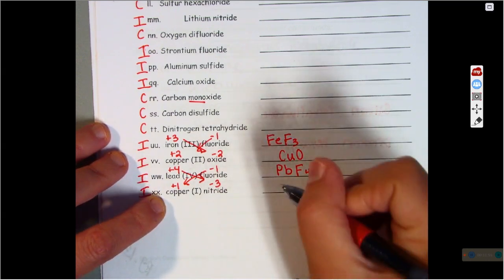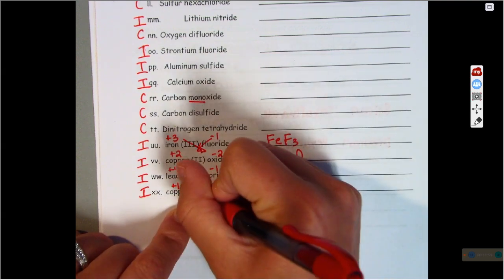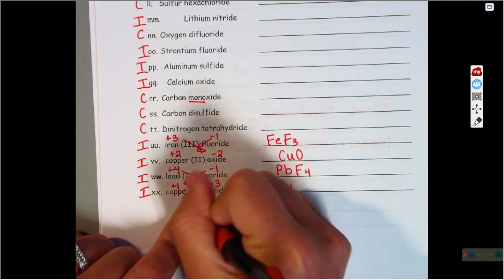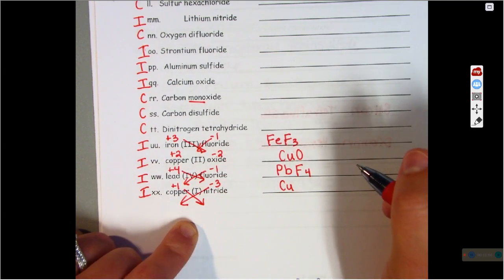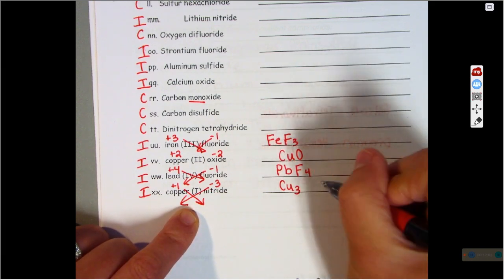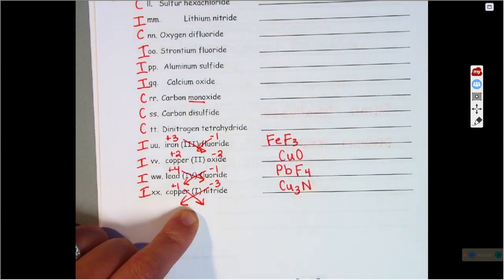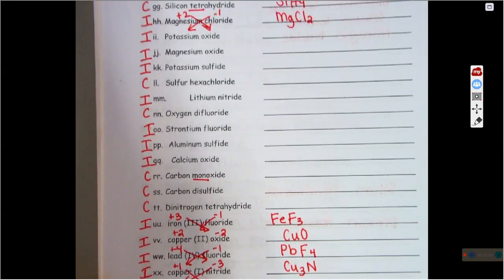Copper 1 nitride. Copper is Cu, and when we swap and drop the charges, be sure you are doing this, it counts. Copper gets the 3 from nitrogen. Nitrogen gets the 1 from copper. Okay, so I want you to be sure that you fill in the blanks.